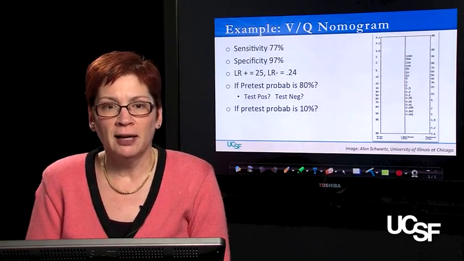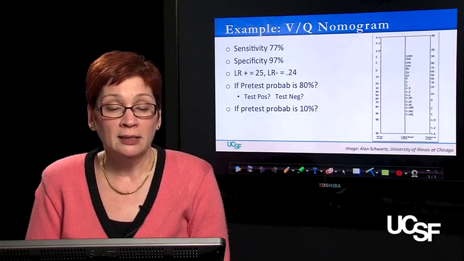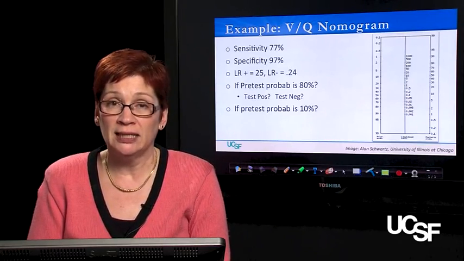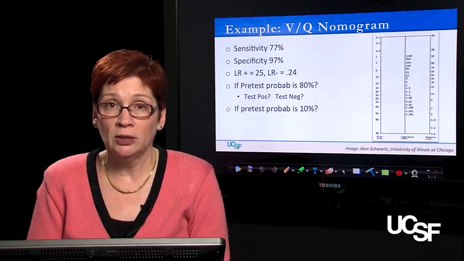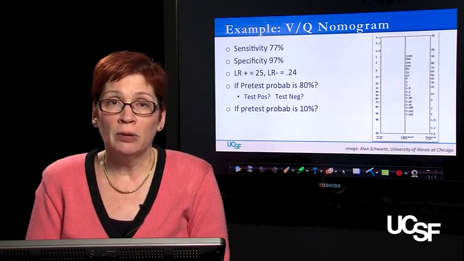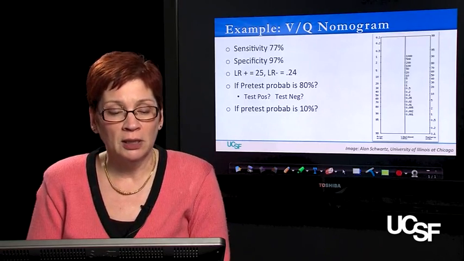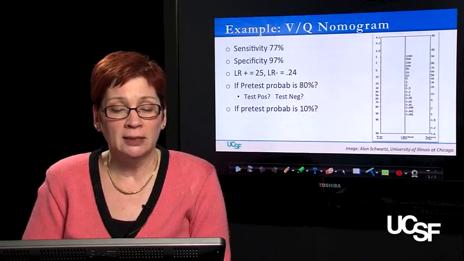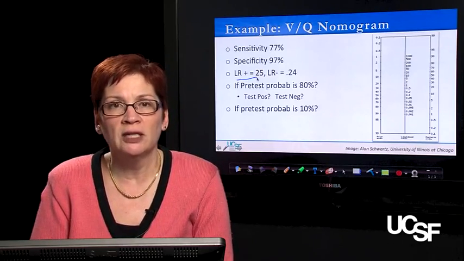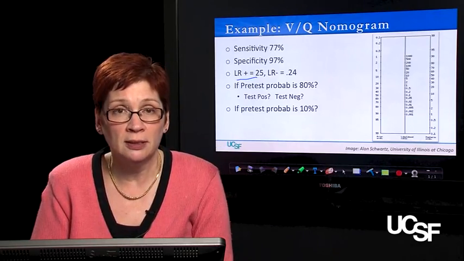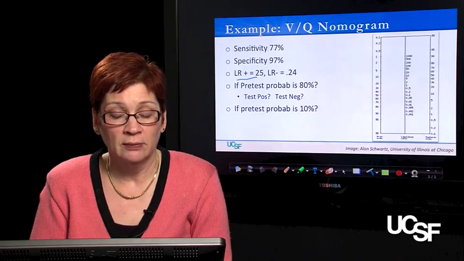We know from our previous slides that VQ scanning in patients with suspected pulmonary emboli has a sensitivity of about 77%. It's not very good. And a specificity of 97%. It's actually quite good. So the likelihood ratio combines those two test characteristics into one number. And if we plug in the formula, the likelihood ratio of a positive test is 25. That means if we get a positive test, it's 25 times as likely to have come from someone with the disease as it would be to come from someone without the disease.